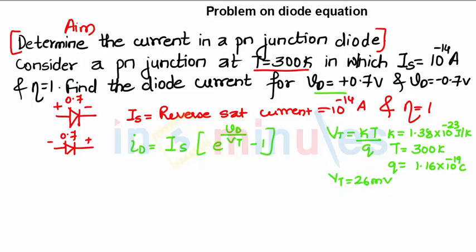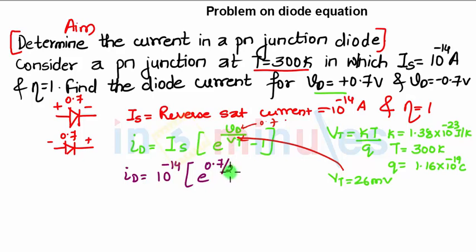When you substitute the same value of Vt here, with Vd given in the question as 0.7, your equation for Id will be Id equals Is, which is 10 raised to minus 14, times e raised to Vd, which is 0.7, upon Vt, which is 26 into 10 raised to minus 3, minus 1. When you find the value of Id, you should get 4.93 milliampere. This is the first case, when the diode is forward biased.